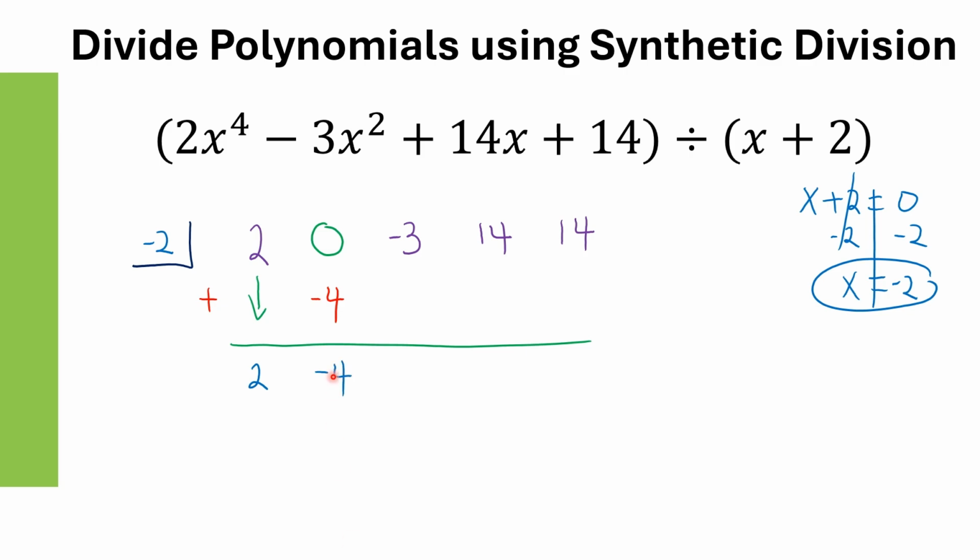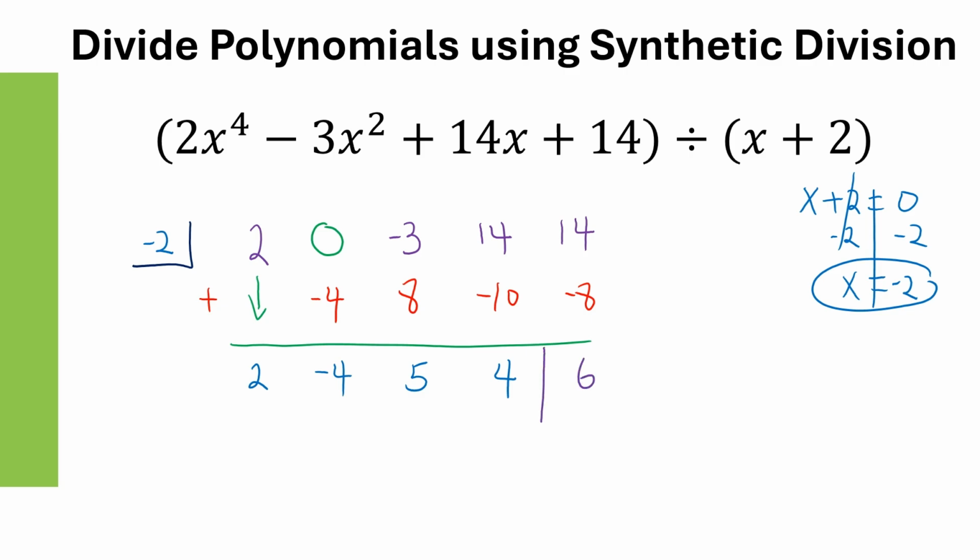Then multiply negative 4 by the c value, negative 2, which will give us 8. And then add 8 and negative 3, which is 5. Multiply 5 by negative 2, which is negative 10. And add negative 10 and 14, that will give us 4. Multiply 4 by negative 2, so that will be negative 8. And add 14 and negative 8. So that's going to be 6.